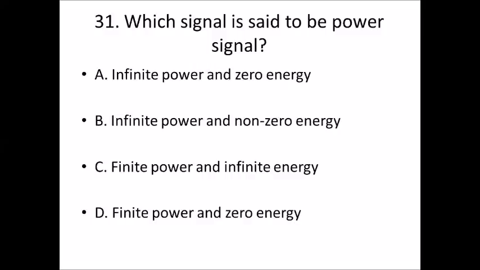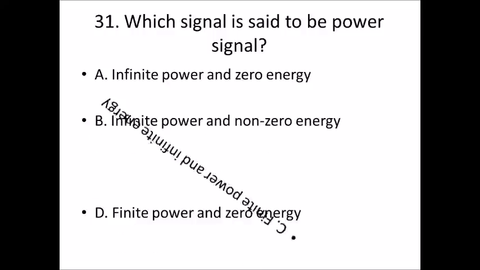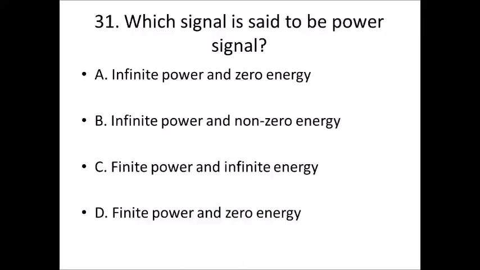31st bit. Which signal is said to be power signal? Option A, infinite power and zero energy. Option B, infinite power and non-zero energy. Option C, finite power and infinite energy. Option D, finite power and zero energy. Answer guess cheyandi. Answer option C, finite power and infinite energy.